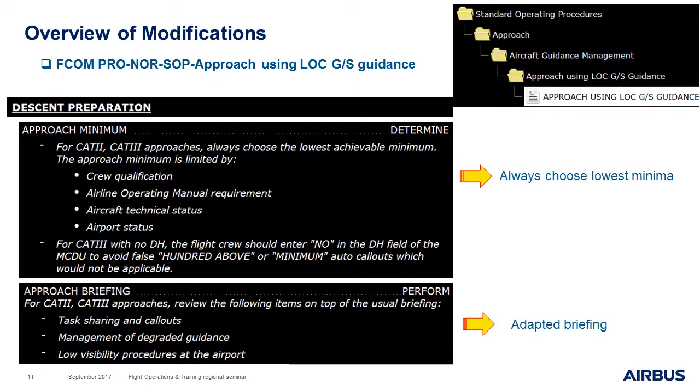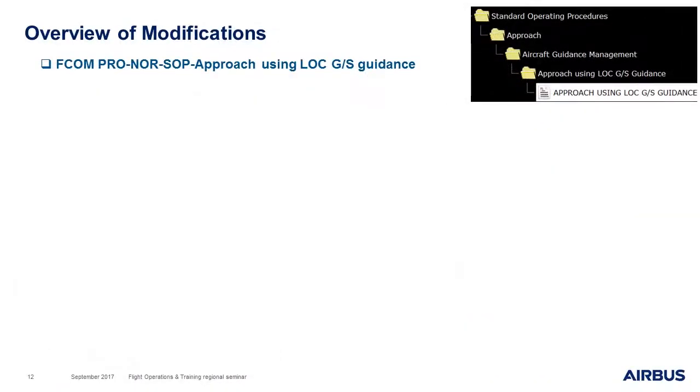You'll have also to perform a briefing, and this briefing must be adapted to CAT2, CAT3 approaches. So you will review during this briefing the task sharing and the callout, the management of the degraded guidance, and the low visibility procedures at the airport. We continue in the section Approach using log glide slope guidance.